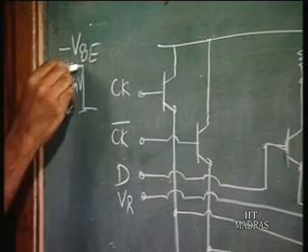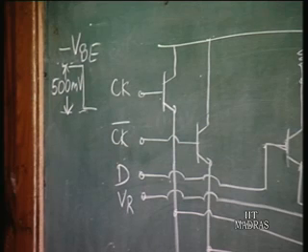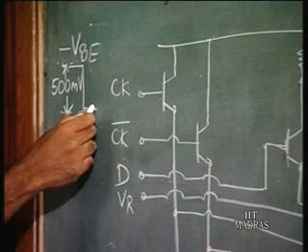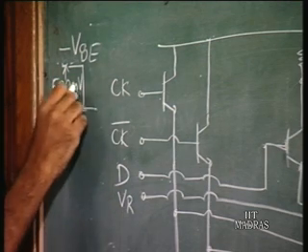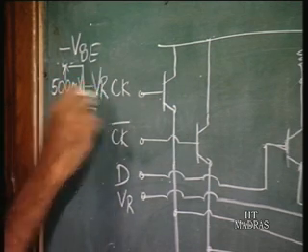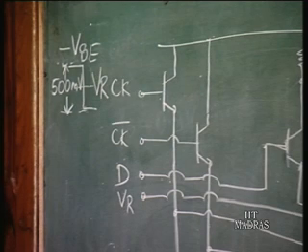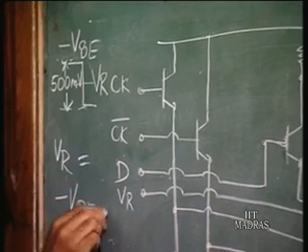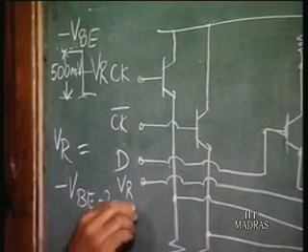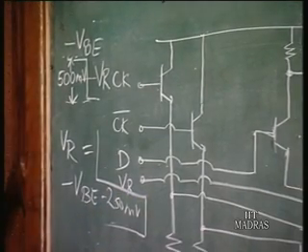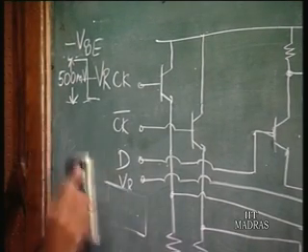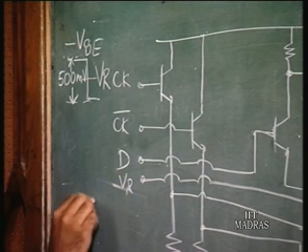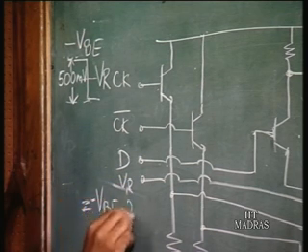So, the input as well as the output voltage should vary from minus VBE to minus VBE minus 500 millivolts, and the reference voltage, it is centered about that variation, so VR will be in this case how much, minus VBE minus 250 millivolts. So, this VR is equal to minus VBE minus 250 millivolts.